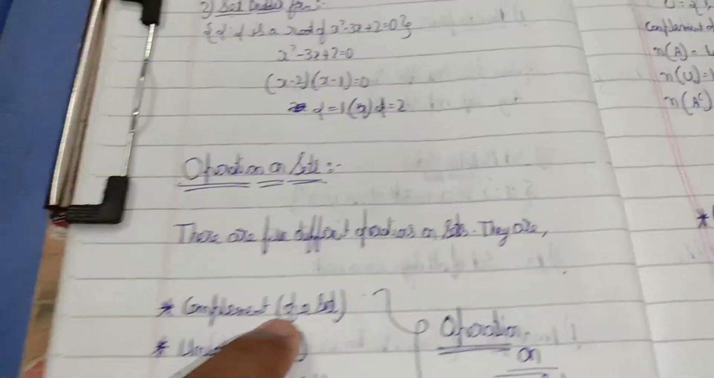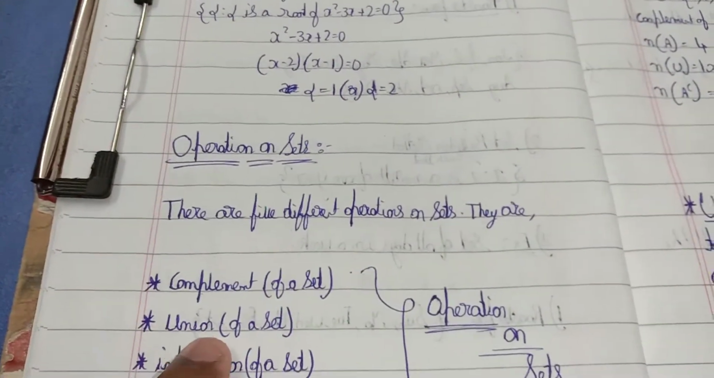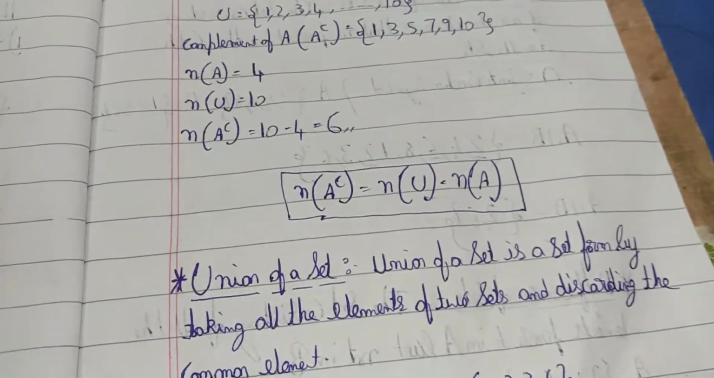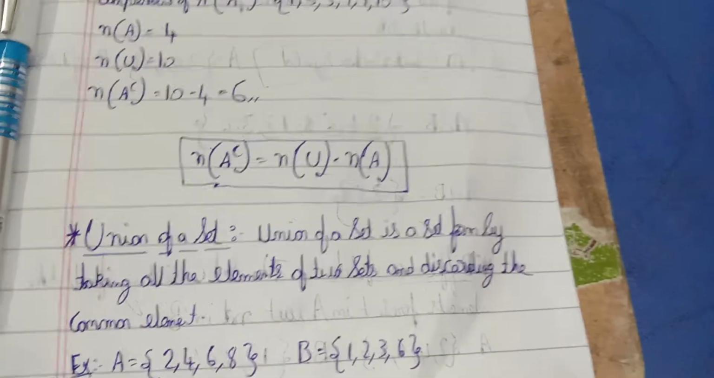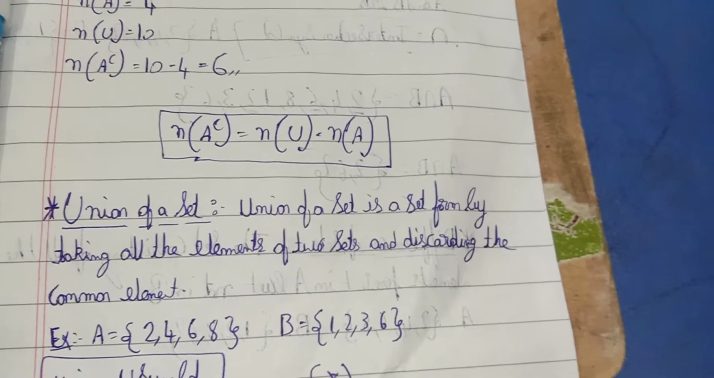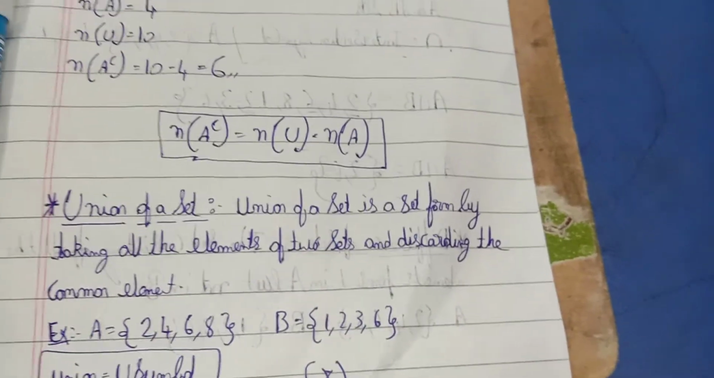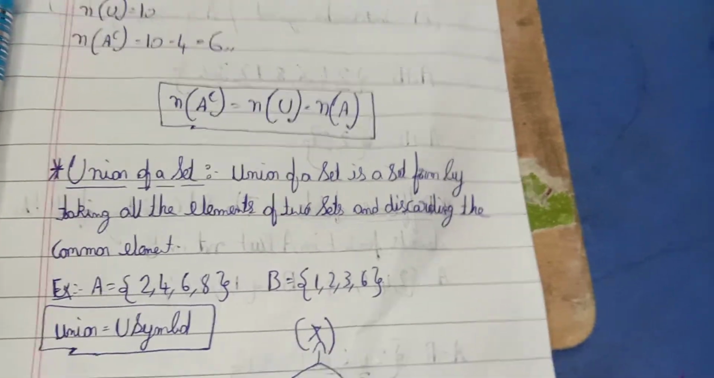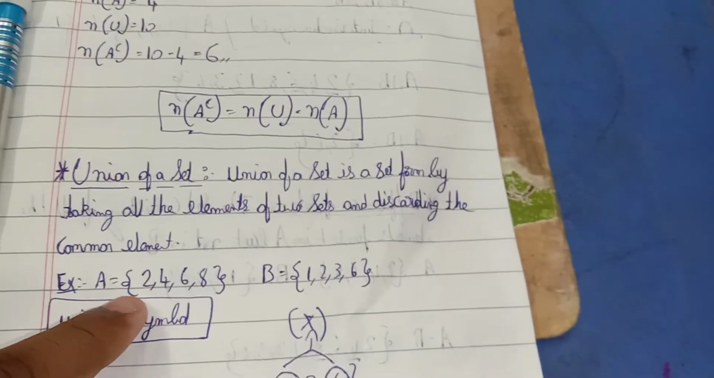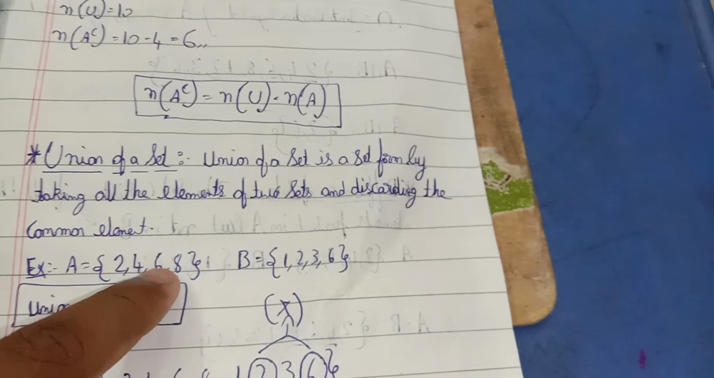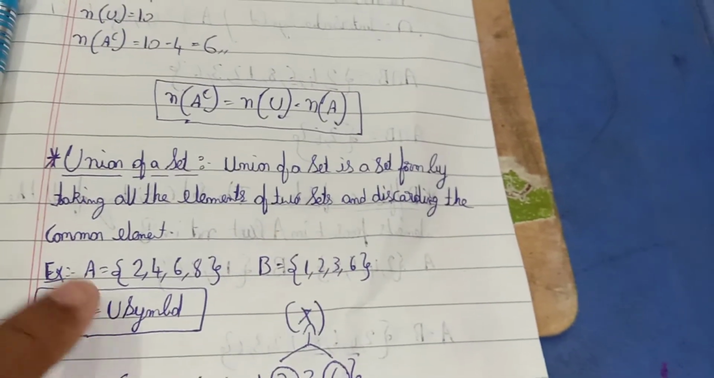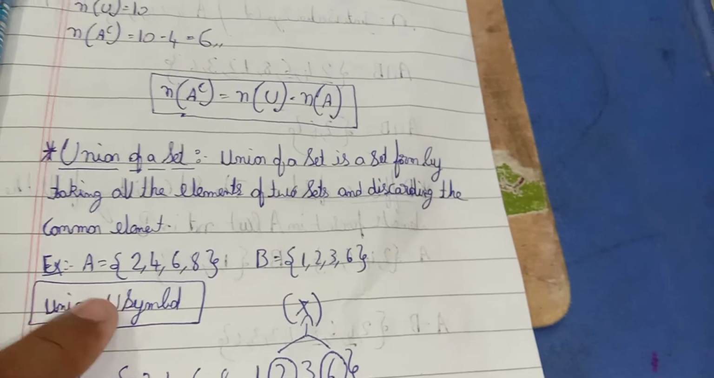Complement of set completed, guys. Now you should learn union of sets. Union of sets means the union of two sets is the set formed by taking all the elements of the two sets and discarding the common elements. Here the definition is, suppose they gave A equal to {2, 4, 6, 8}, B equal to {1, 2, 3, 6}, and the union symbol is represented like this, guys.